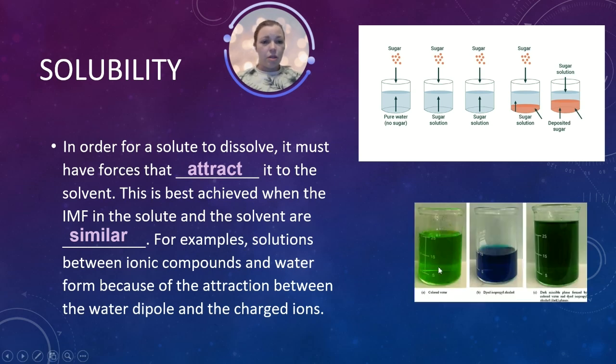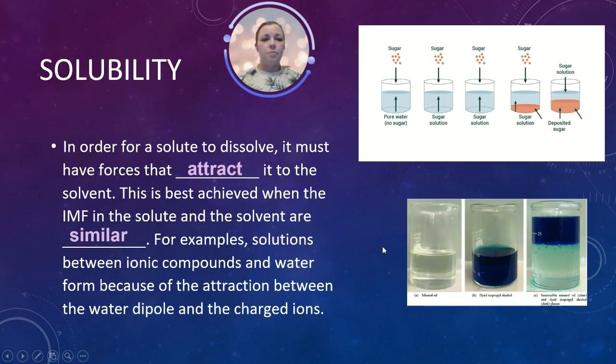Now, if we look at some other examples here, here's some colored water and some dyed isopropyl alcohol. Okay, these do have similar intermolecular forces. They both are polar, and actually they both hydrogen bond. So you would see this dark miscible phase is formed by the mix of the two together.